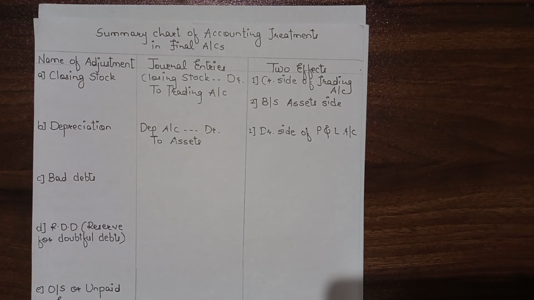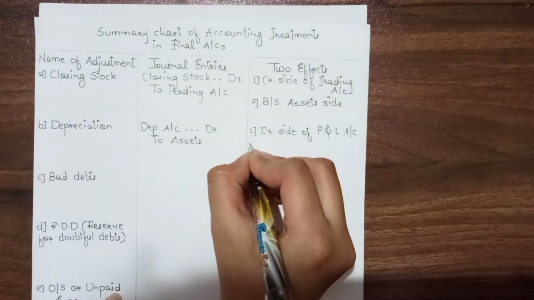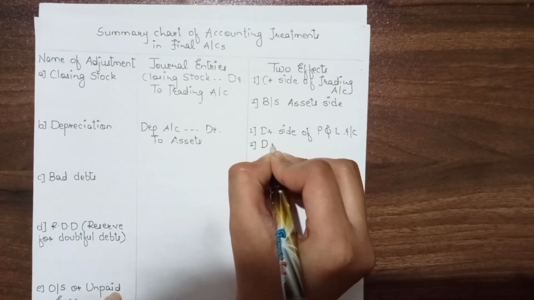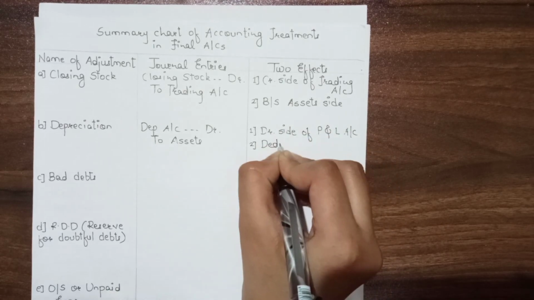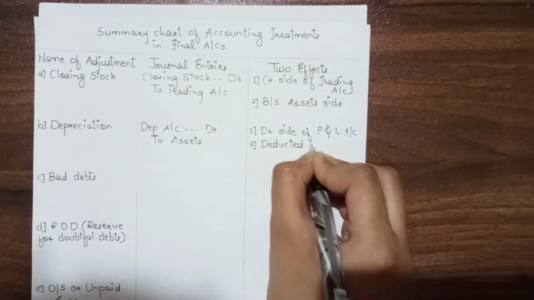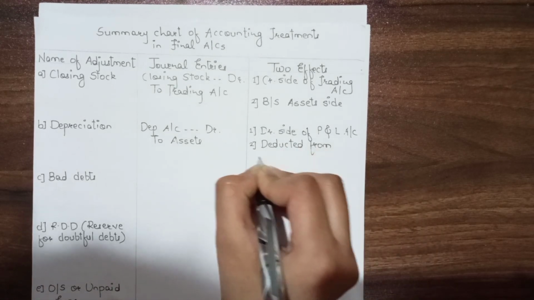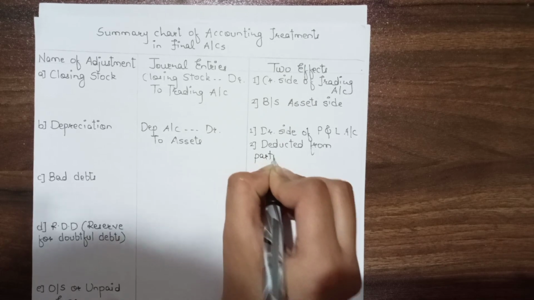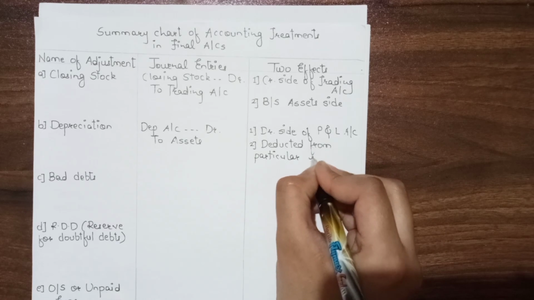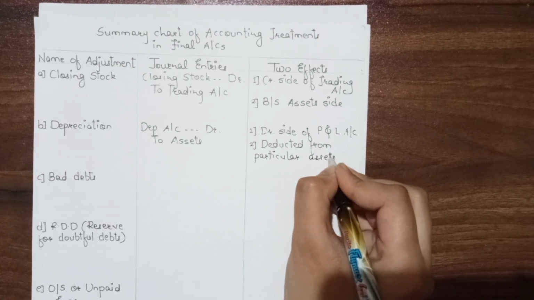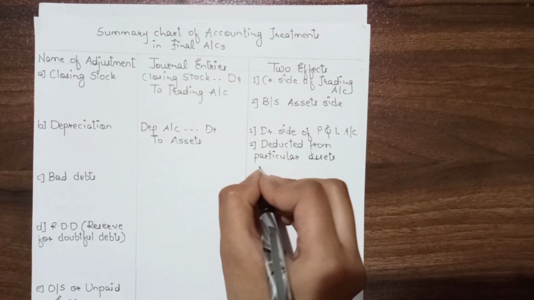And the second effect, it will be deducted from that particular asset on which it is being applied, on the asset side. So I'll write here deducted from particular assets on asset side.